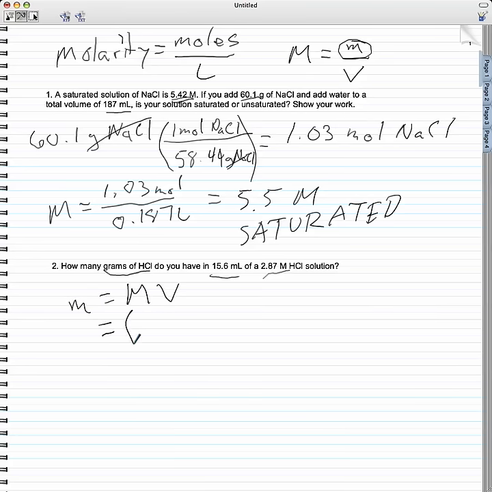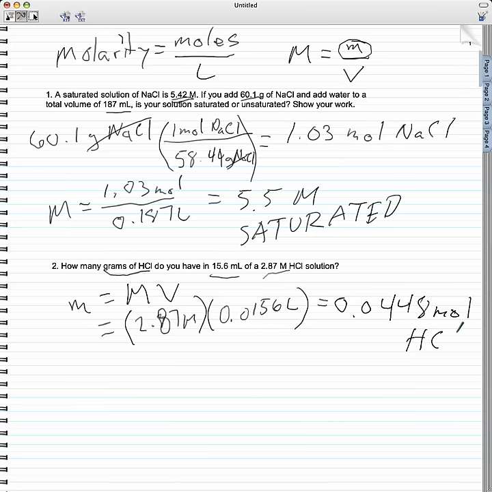Molarity again was 2.87. Volume was 0.0156 liters. Again, we've got to convert milliliters and liters back and forth. So it comes out to about 0.0448 moles of HCl.